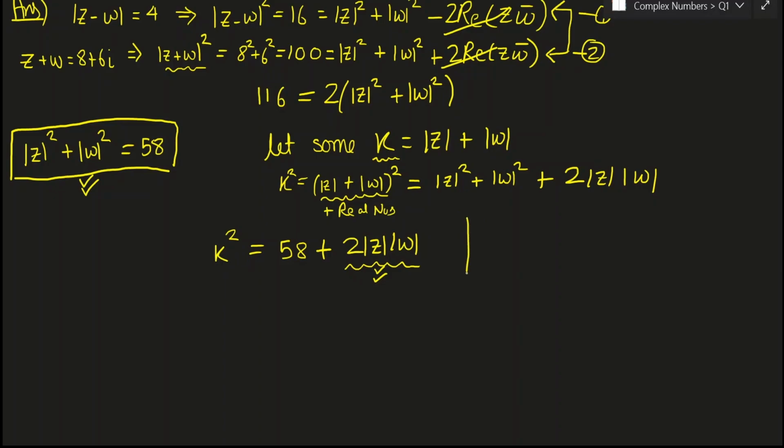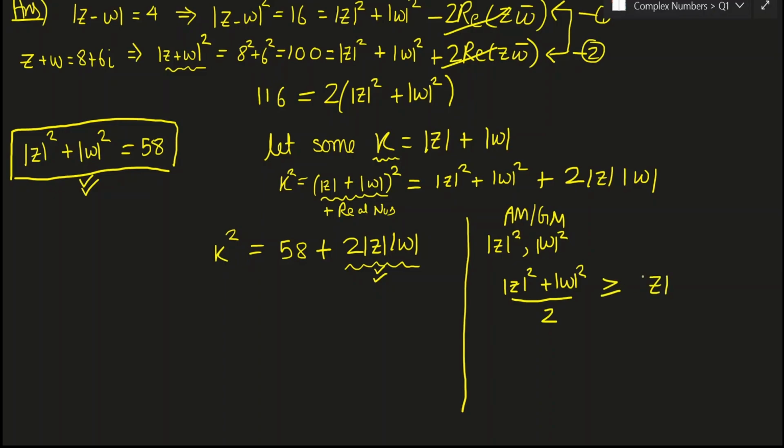So what I can do here is I'm going to use the concept of AM-GM, which is that the arithmetic mean is always greater than or equal to the geometric mean, right? So I'm going to use this on mod z square, mod omega square. The arithmetic mean of this is mod of z square plus mod of omega square upon 2, which is always greater than or equal to the geometric mean, which is nothing but mod of z square times mod of omega square raised to power 1 by 2.